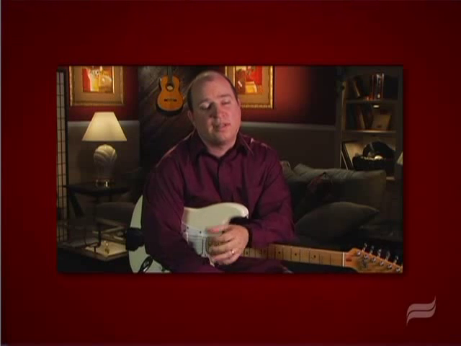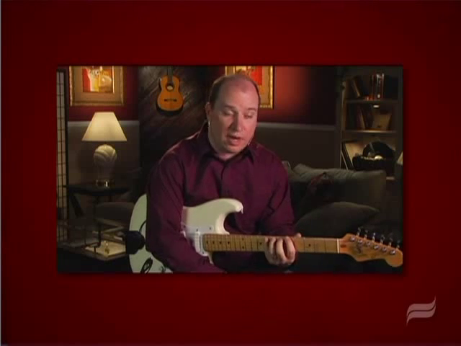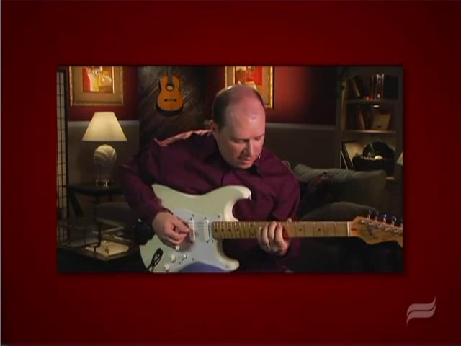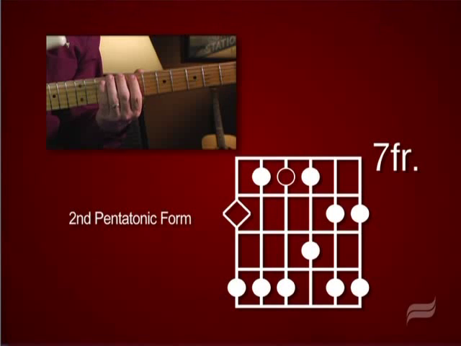We've looked at the first form. Let's talk about the second form now. Let's go back to our original key of C, C major or A minor, right? But notice that the form is we're going to start this at the 7th fret. Here's the shape of that second pentatonic form. I've got my second finger on that 8th fret C on the 6th string.